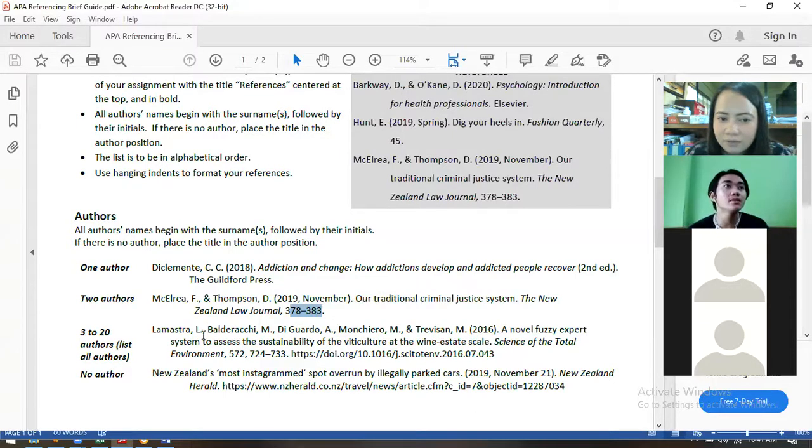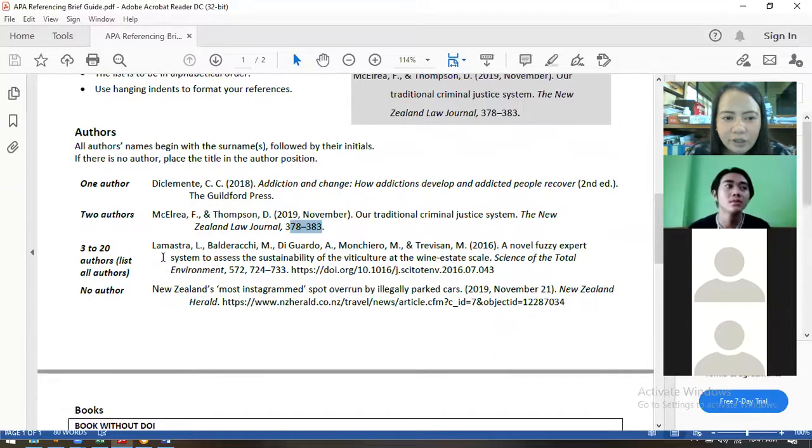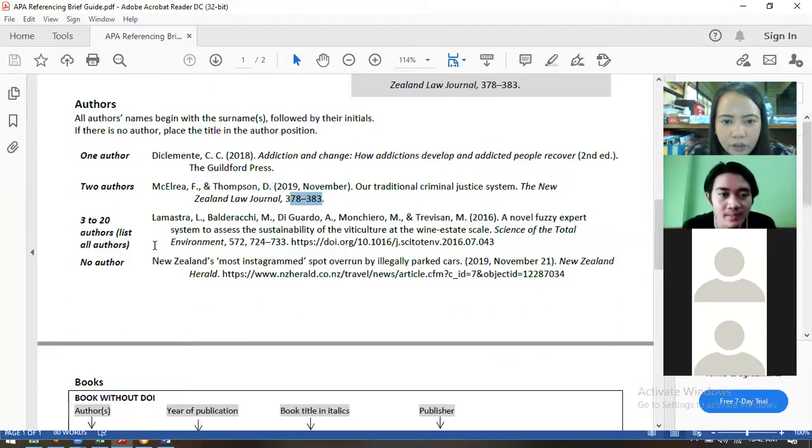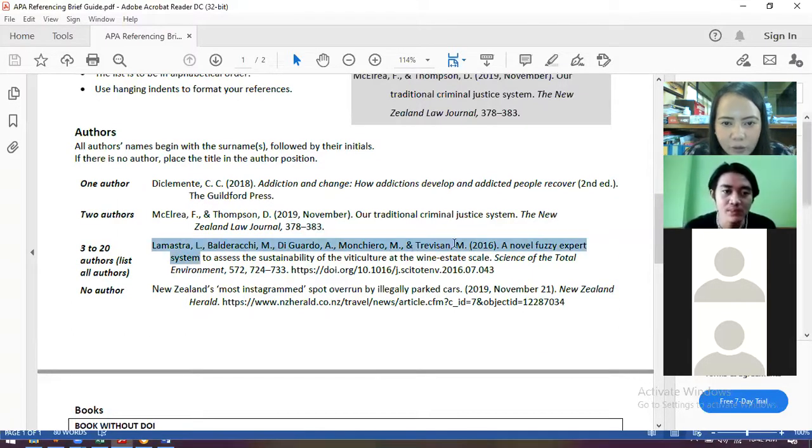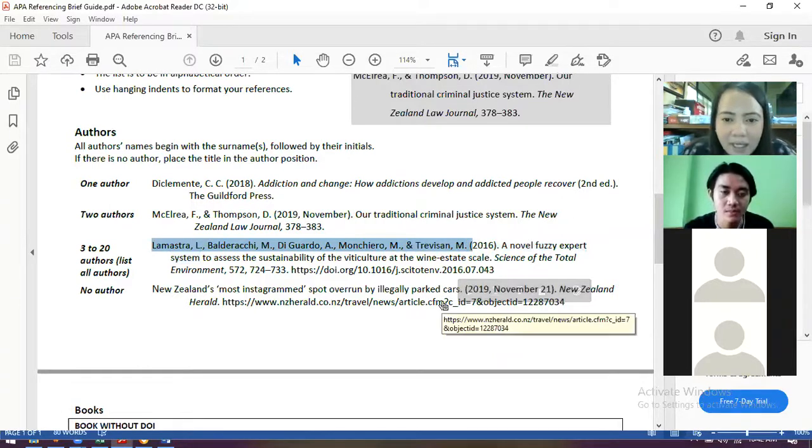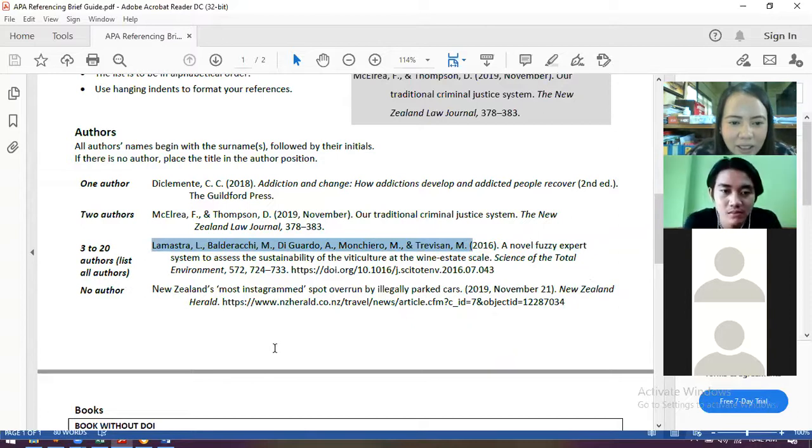Okay, good. Let's proceed to the next, 3 to 20 authors. So, for example, you have several authors, so you can list them. But if there are many, say 20 seniors, it's going to be very difficult if you list them all. So, we make use of the word et al. Okay? Et al.